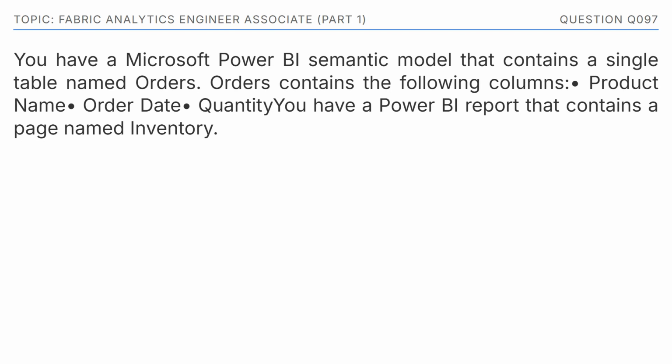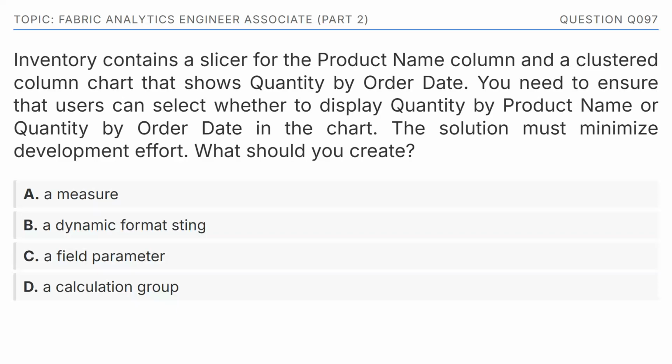You have a Microsoft Power BI semantic model that contains a single table named Orders. Orders contains the following columns: product name, order date, quantity. You have a Power BI report that contains a page named Inventory. Inventory contains a slicer for the product name column and a clustered column chart that shows quantity by order date.